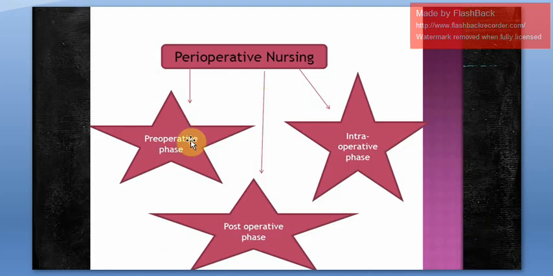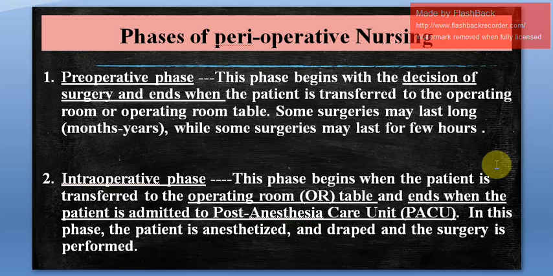So this is the same thing. You can draw this figure also when it is coming. Perioperative nursing means you can draw, it includes preoperative phase, the intraoperative phase and the postoperative phase. So as a whole, we refer that these are the three phases of perioperative nursing. The first phase, as I have already told, is the preoperative phase. Perioperative nursing care includes all the three phases: preoperative, intraoperative and postoperative.